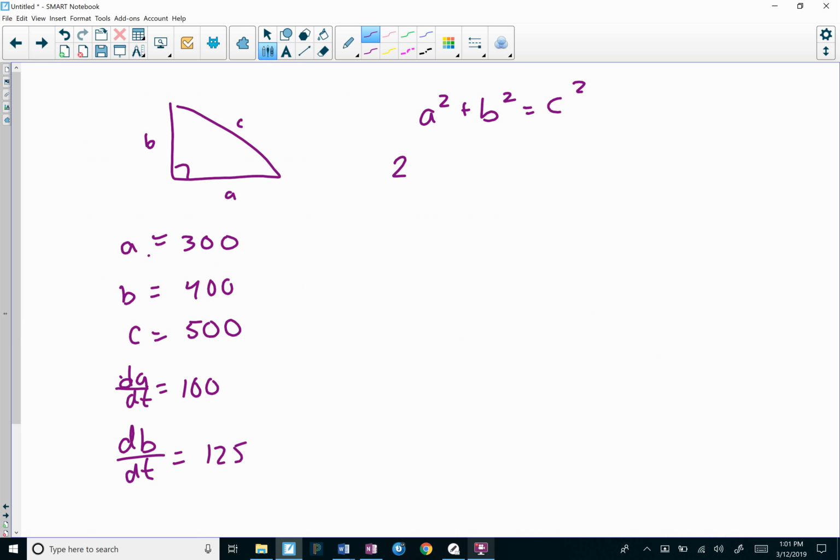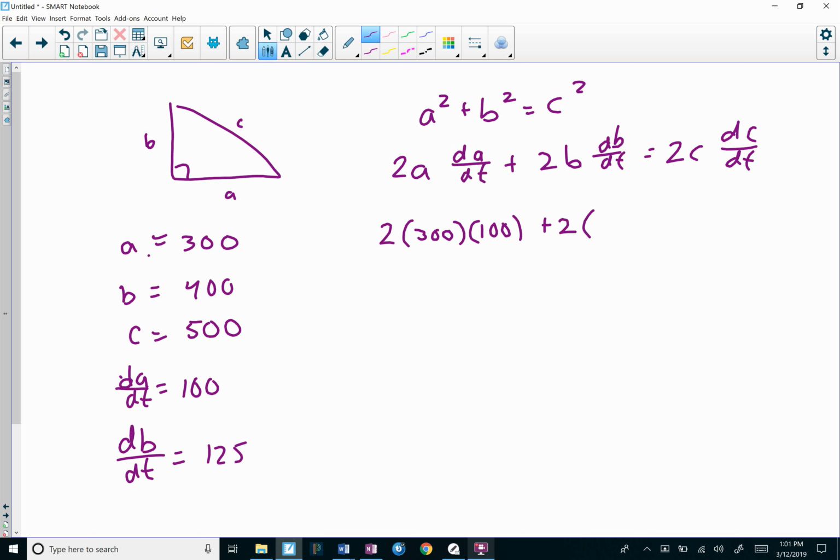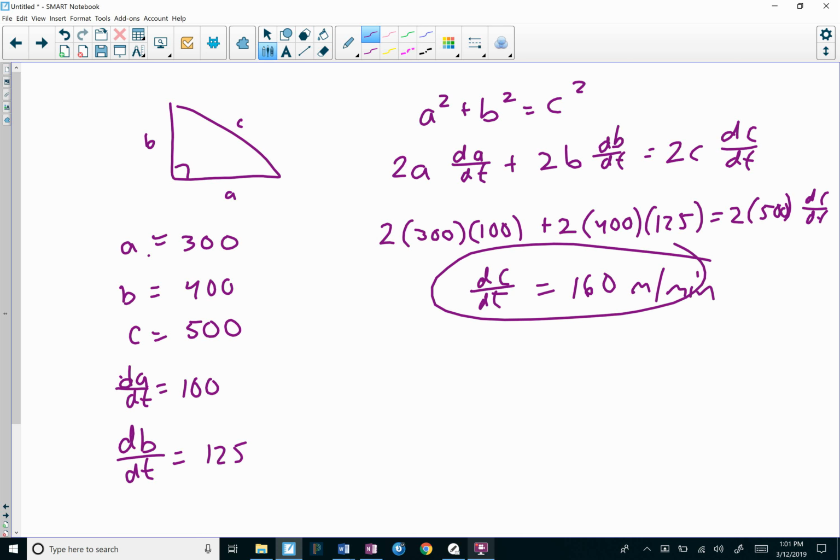Related rates, right? So 2a dA dt plus 2b dB dt equals 2c dc dt. Plug in everything we know. Solve for dc dt. We end up getting 160 meters per minute. That was worth 3 points right there.